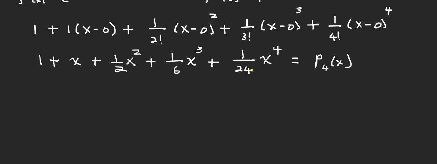Now remember, our function was e to the x. And this was the fourth order Taylor polynomial. Now let's use our calculator to approximate. Remember, the center was 0, so we need to choose a number that is close to 0. So let's try to find e to the 0.1 and P of 0.1. And let's compare the values and see how close they are.